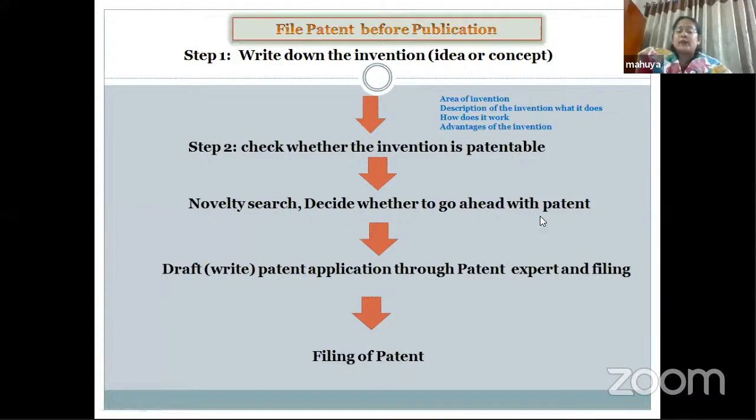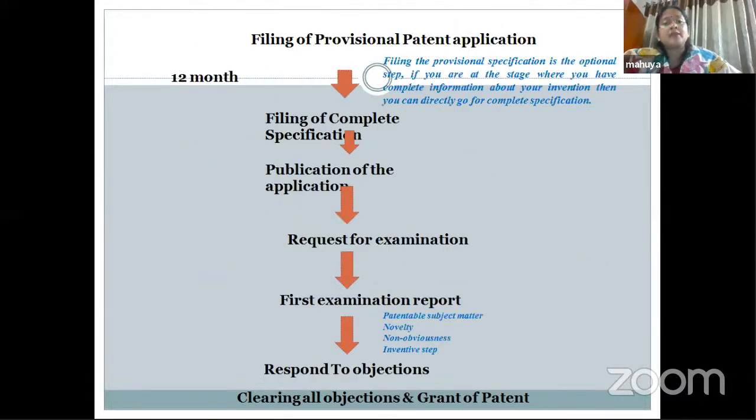Do a novelty search and decide whether to go ahead with the patent. Draft your patent application with a patent attorney. Then file your patent. You can file a provisional patent also. Suppose some new idea is in your mind, however you are not prepared with all the data. Then you can file a provisional application and you get 12 months time to file the complete specification. Within these 12 months, you can prepare your invention completely and file the complete specification. And then publish your application and request for examination. When the first examination report comes, if there is an objection, you meet the objection and respond to it. Clearing all objections, the patent will be granted to you.